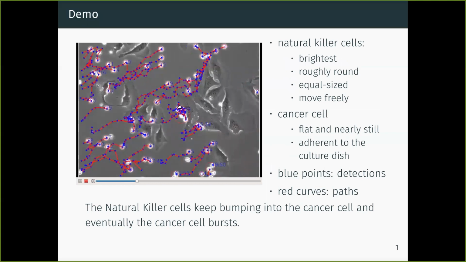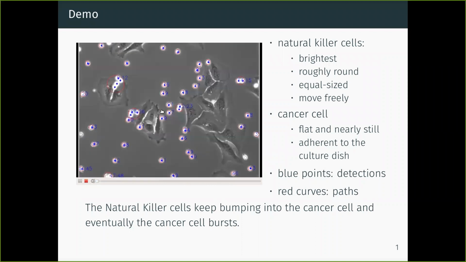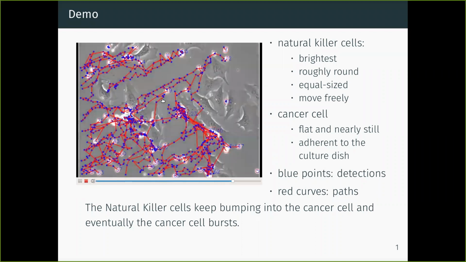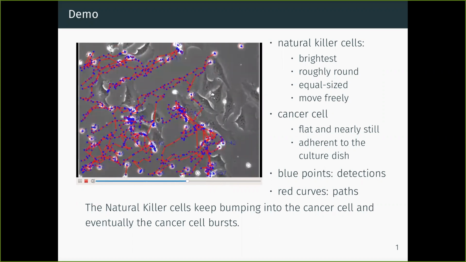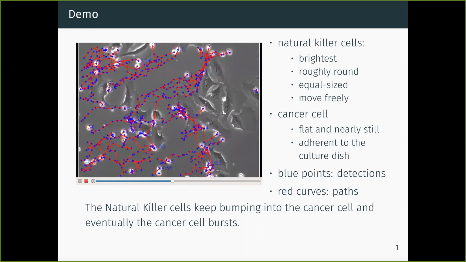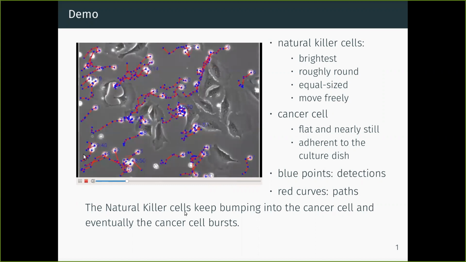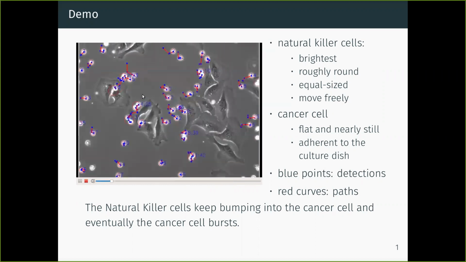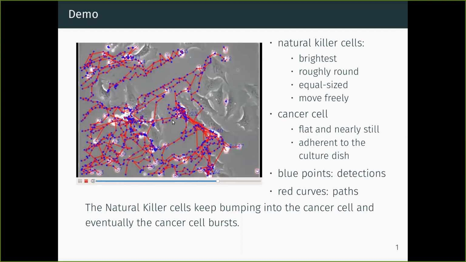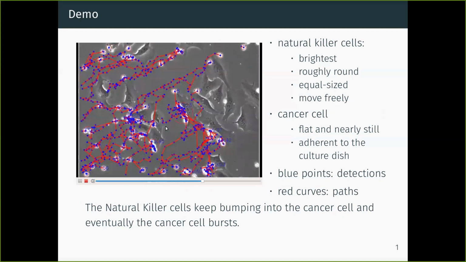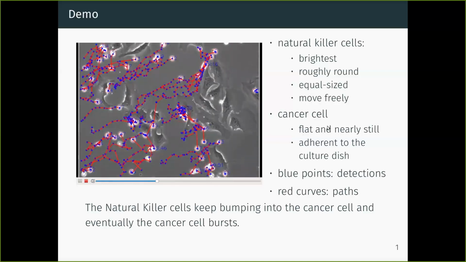First of all, let me introduce what is multiple object tracking. Here, as you can see in the demo video, the brightest near circles are the so-called natural killer cell, and this irregular shape is equivalent to the culture dish with the cancer cell. The natural killer cell keep bumping into the cancer cell, and eventually the cancer cell bursts. So our task is to track the natural killer cell, and the blue points are the detections of the natural killer cell, and the red curves are the estimated path by our tracking algorithm.